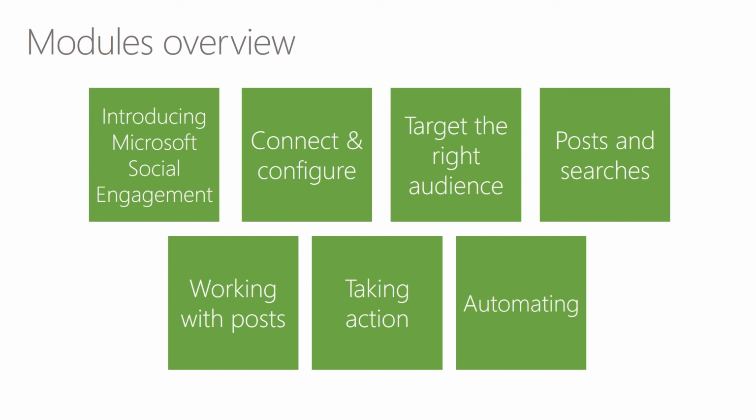We started with an introduction to understand what Microsoft Social Engagement is. We stepped through connecting and configuring your instance. We went through details of targeting the correct audience for your organization. We scanned through posts and searches and how to get quality information. We did working with posts and how we can do things with tagging and organizing them. We went through taking action on those posts. How can we act upon that? How can we respond and engage? And then we talked through automation of creating records and tracking sentiment and doing tagging and using some machine learning.